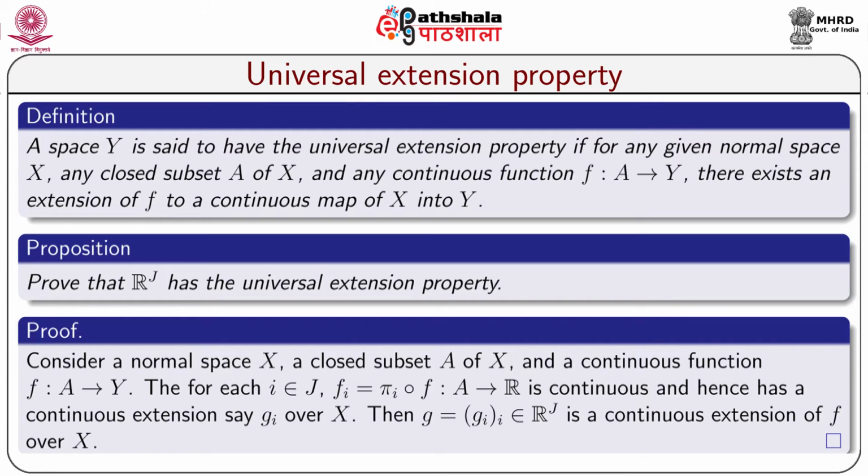Next, we shall discuss some properties which can be said to be byproducts of Tietze's extension theorem. Let us introduce the following definition, called the universal extension property. A space Y is said to have the universal extension property if for any given normal space X, any closed subset A of X and any continuous function f from A to Y, there exists an extension of f to a continuous map from X to Y.